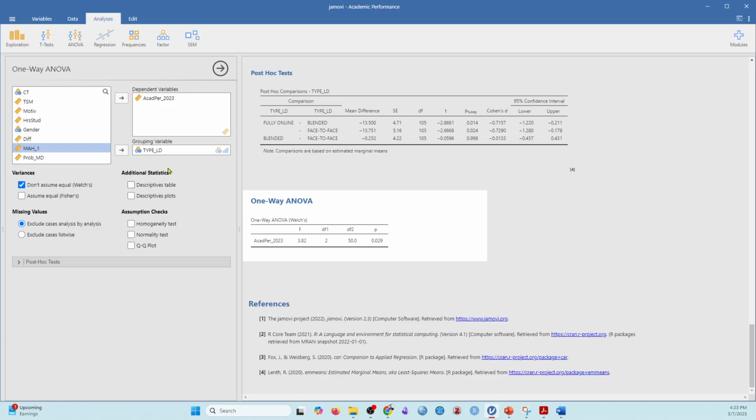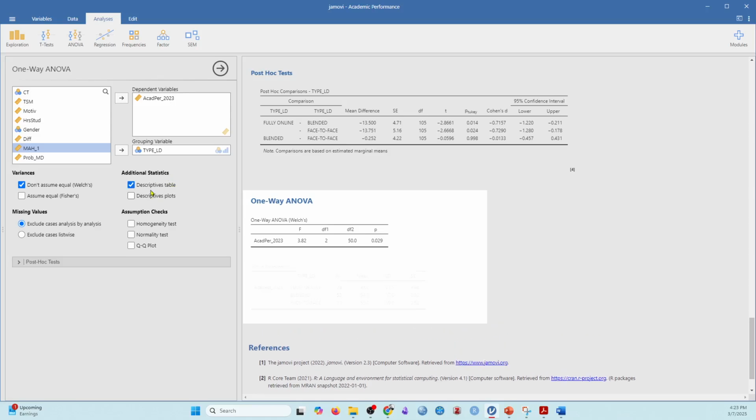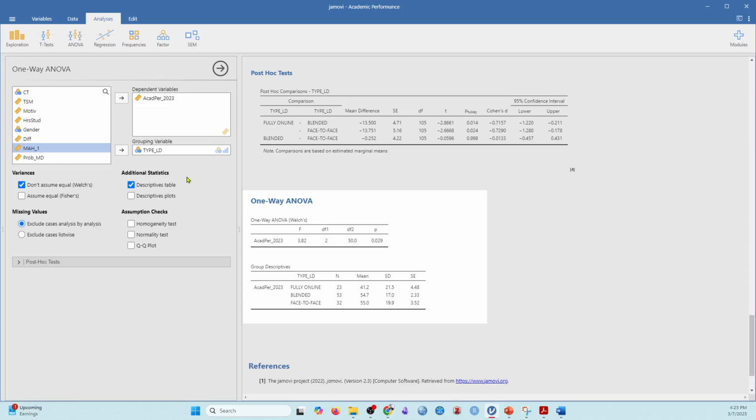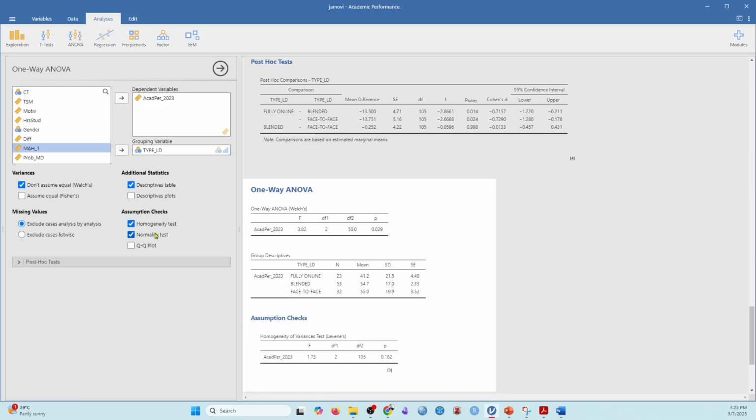additional options here. Under additional statistics, we want a descriptive table, and we have two assumptions which need to be met when we perform the one-way ANOVA: the homogeneity test and the normality test. The normality test, of course, is common for all parametric tests, and for the one-way ANOVA we also have the homogeneity test, which is the homogeneity of variance test, or equality of variances test, in other words. So we'll select those two options.